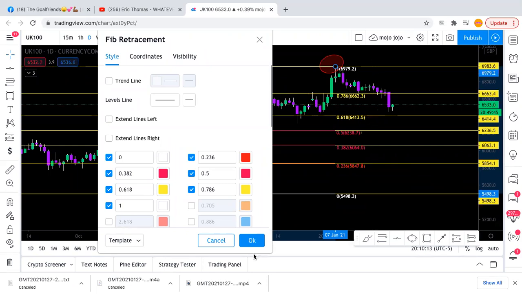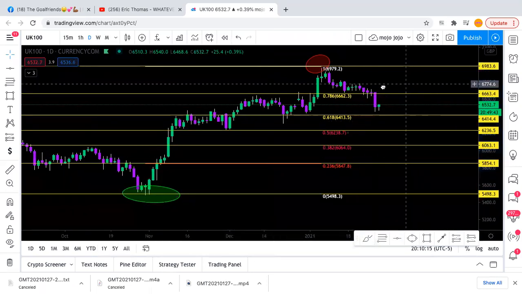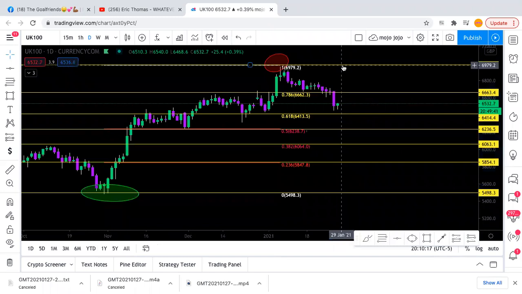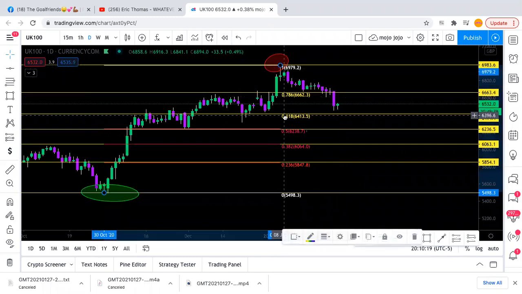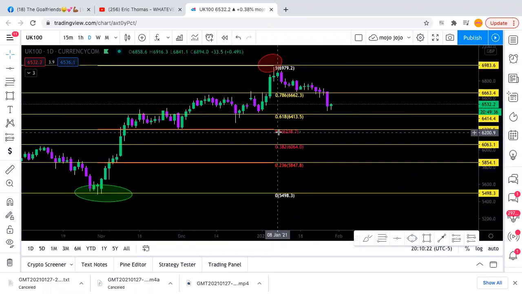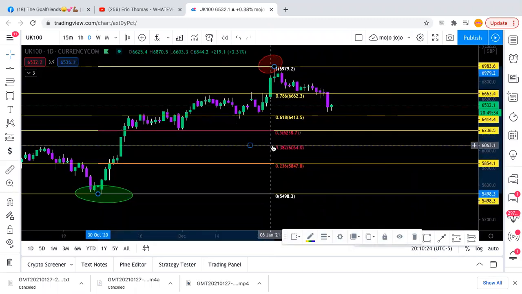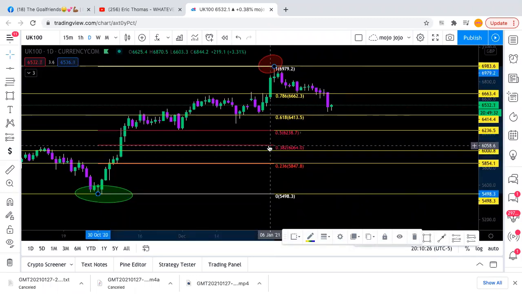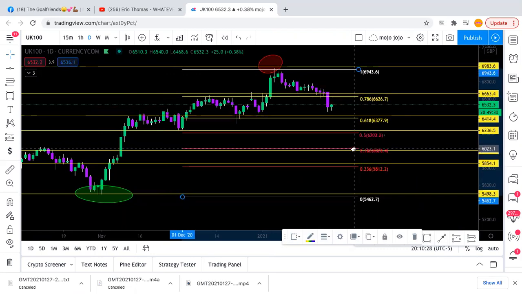So now that we got the fib settings, I hope everybody got it. I'm gonna show you how it works, okay? I want y'all to write this down. I'm gonna move this over so y'all can see the numbers, okay?